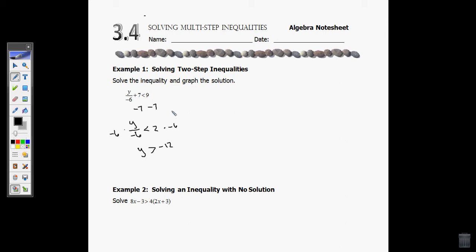That is my solution to this inequality. The only thing that we really have to be sure of when we do these things is that we're following order of operations correctly, and then that new add-on piece, which is if you're going to multiply or divide by a negative, you got to flip that sign.